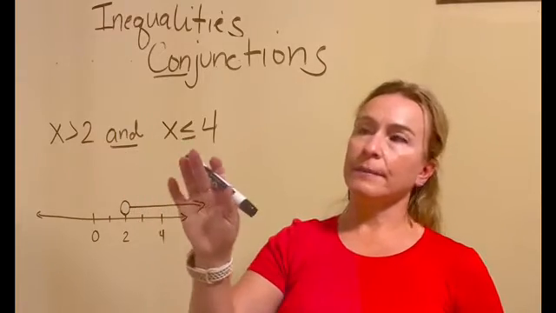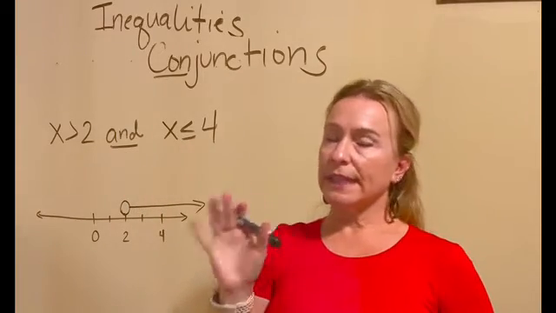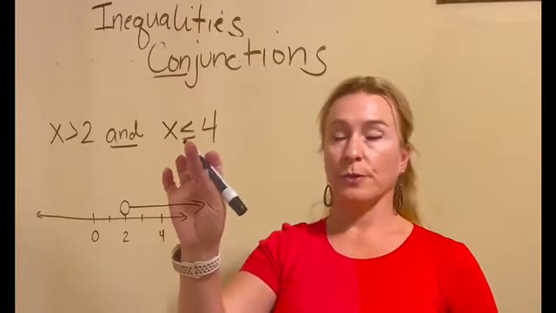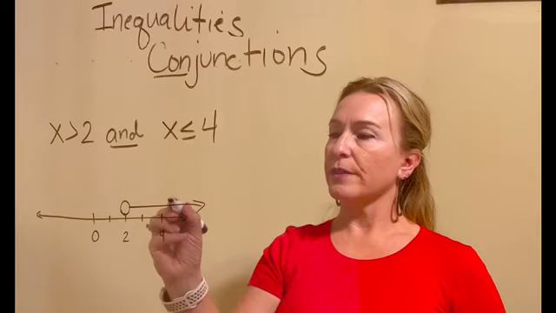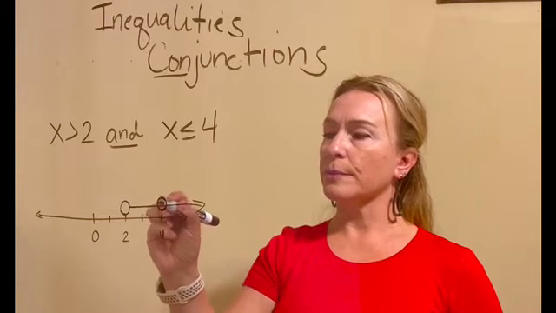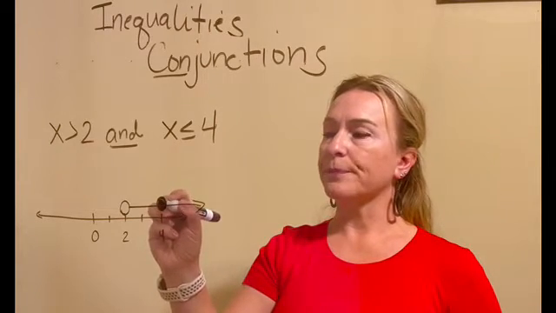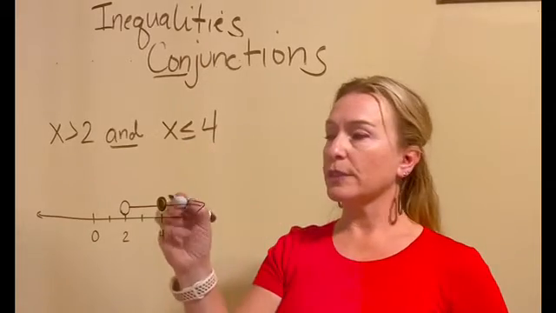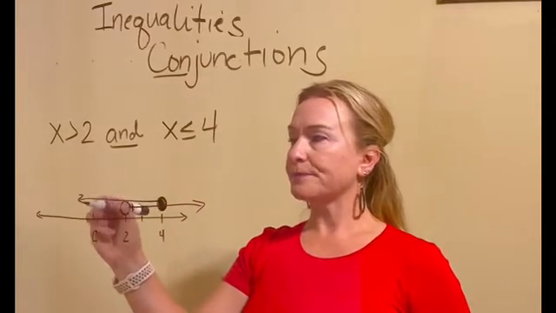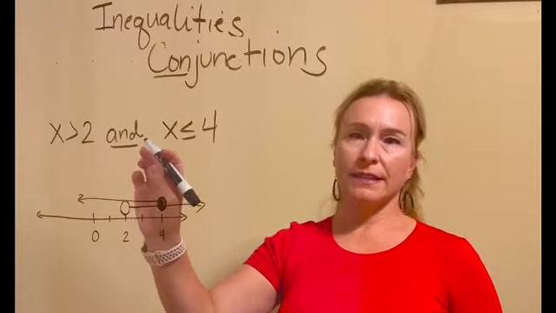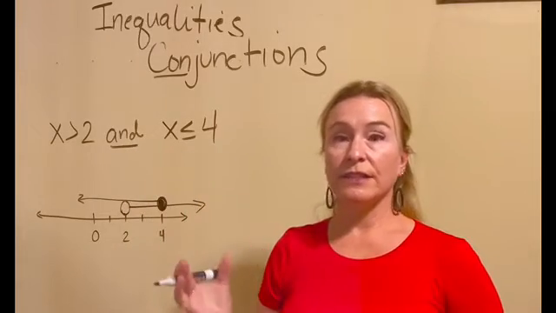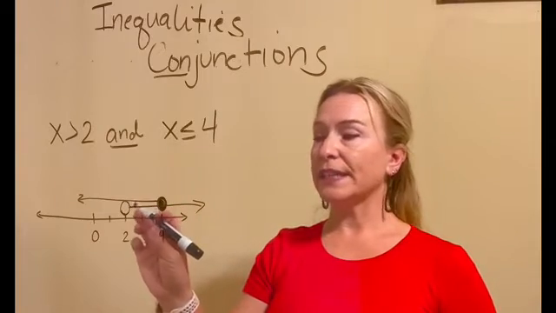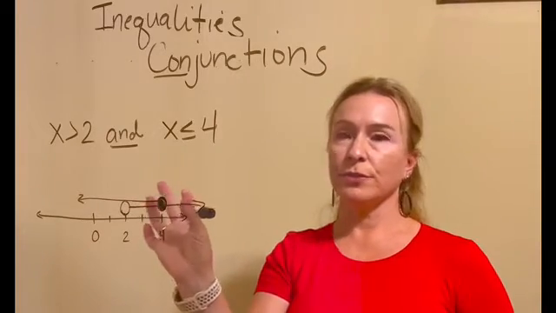The and statement means whatever data I'm looking for has to also be included in x is less than or equal to 4. So here's my 4. This is a closed circle, so I'm going to include that 4. And this says values that are smaller than or less than 4, so that's going this direction. Because this is an and statement, my answer means that it has to overlap. I really have to have everything that's between these two circles.